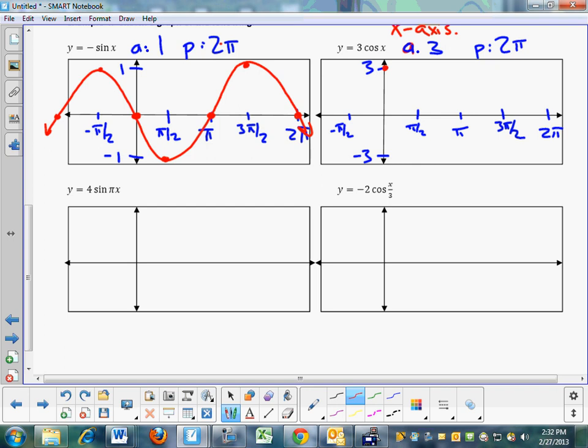And which direction is it going to go? It's going to start by going down. Whereas if there was a negative in front, it would start at -3 and it would start by going up.